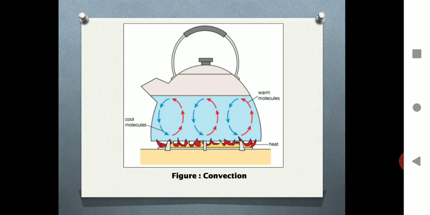So, warmer molecules become lighter and start rising up, and the cooler molecules which were present at the top, being heavier, start moving downwards. This way a cycle is produced inside the liquid present in the kettle, and this process will continue till the entire liquid molecules become hot. So this process of heat transfer is known as convection.